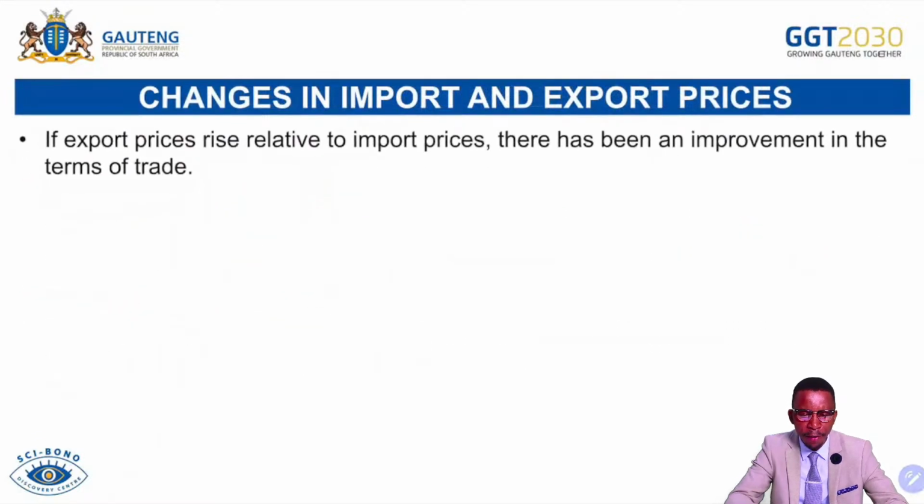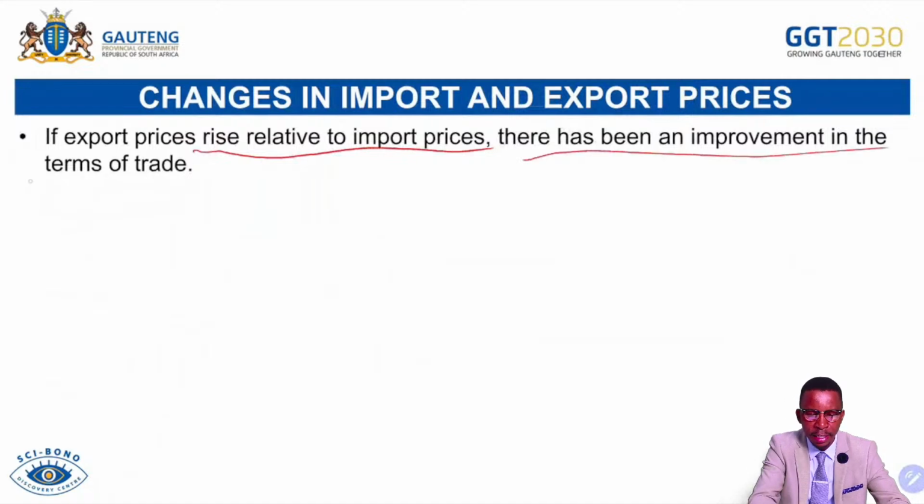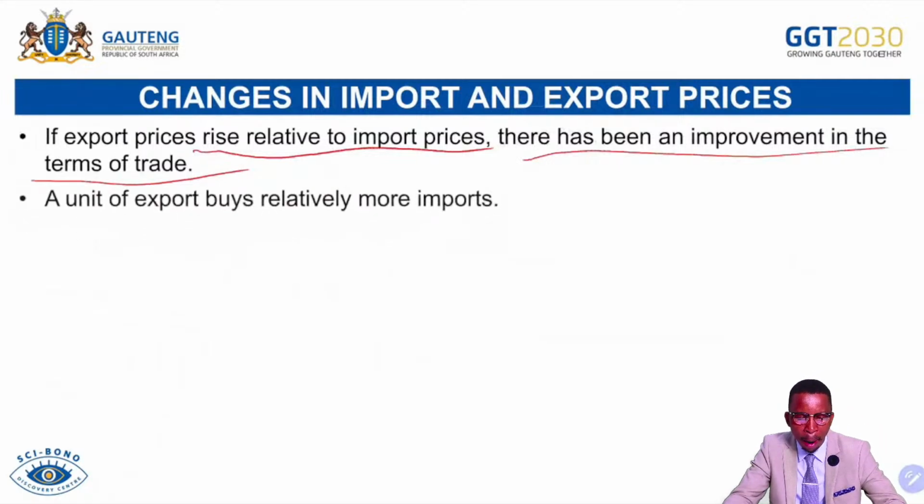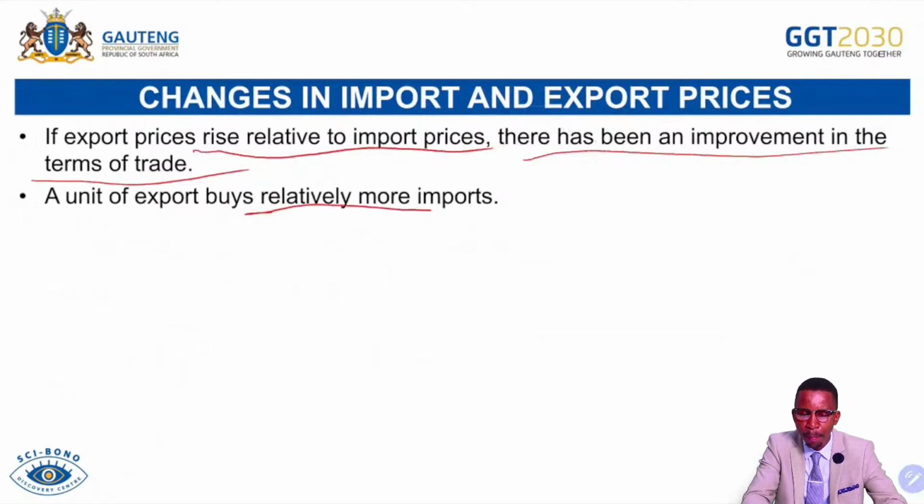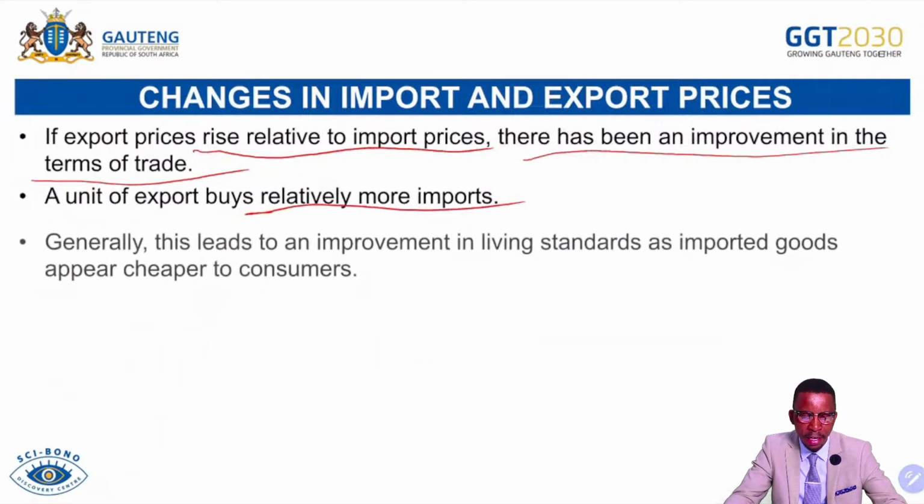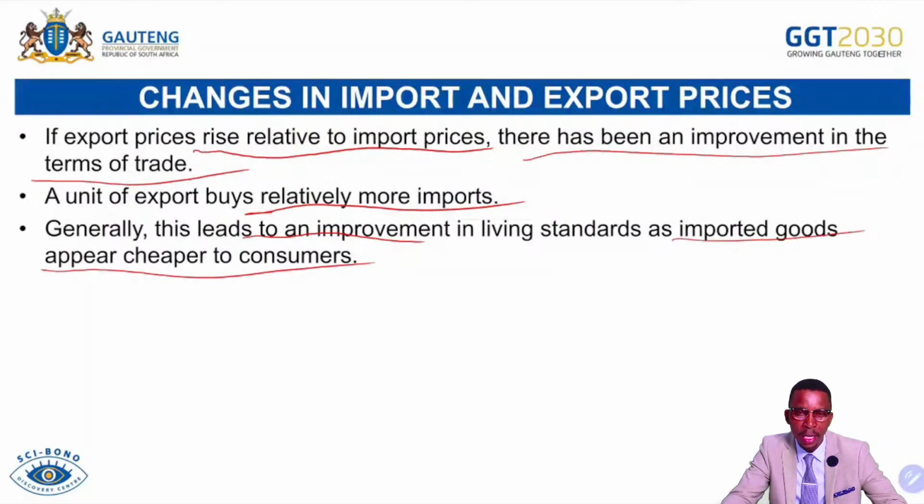And then, if export prices rise relative to import prices, there has been an improvement in the terms of trade. So as export prices are increasing faster than import prices, terms of trade will be increasing. And then a unit of export buys relatively more imports in that case, because we receive more income on those earnings. And then generally, this leads to an improvement in living standards as imported goods appear cheaper to consumers. So as our goods become expensive, imports become cheaper.